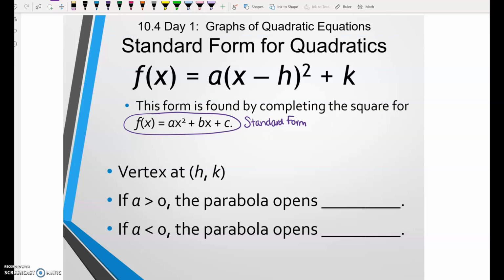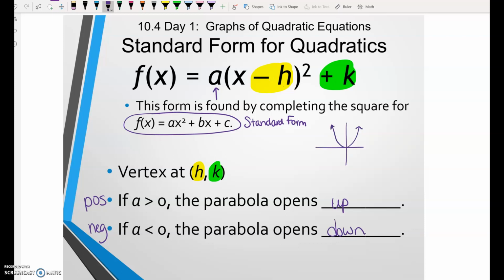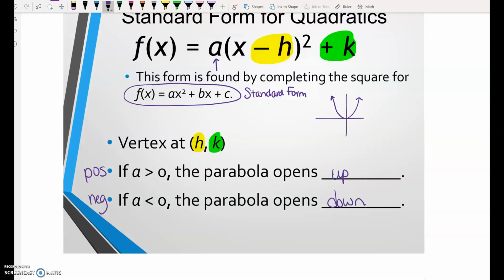The vertex in this form is found at (h, k). And notice it says minus h. That means that we take the opposite of whatever we see here, and that's the first part of the vertex. The second part of the vertex is completely normal. It's just that k value. If our a value, a is the number in front of the parentheses, is positive, the parabola opens upward. If that a value is negative, the parabola opens down. So we are talking about graphs of parabolas. That's the U-shaped graphs that I'm sure you remember from previous classes.